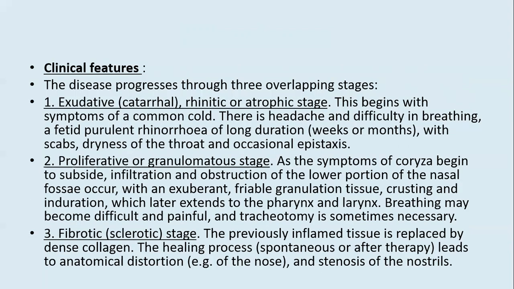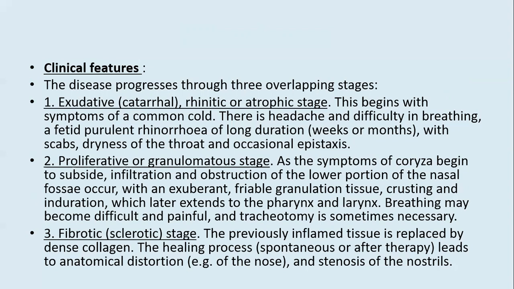Clinical features: the disease progresses through 3 overlapping stages: the exudative stage, the proliferative stage, and the fibrotic stage. The first is the exudative, catarrhal, rhinitic, or atrophic stage. It begins with symptoms of common cold, with associated headache, difficulty in breathing, fetid purulent rhinorrhea of long duration, that is weeks or months, with scabs, dryness of throat, and occasional epistaxis.